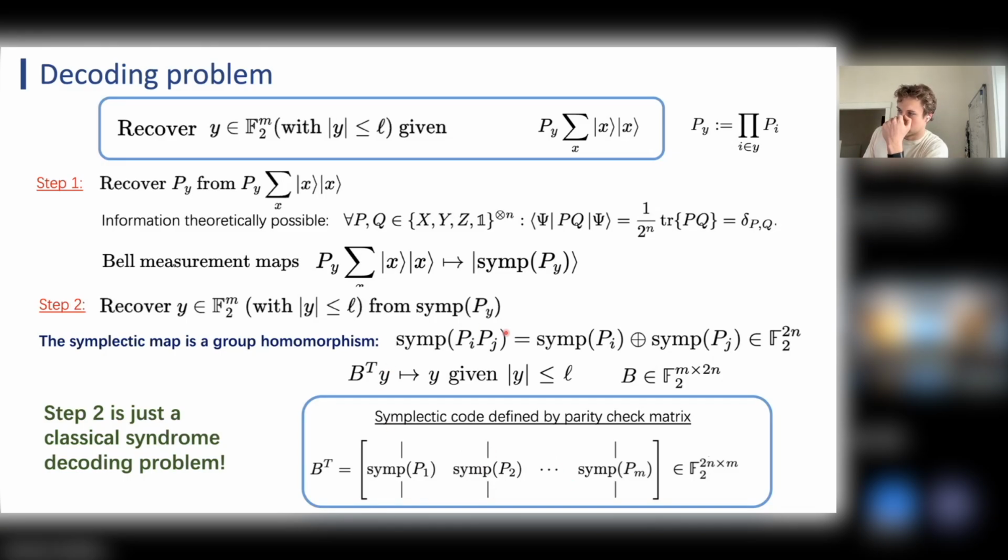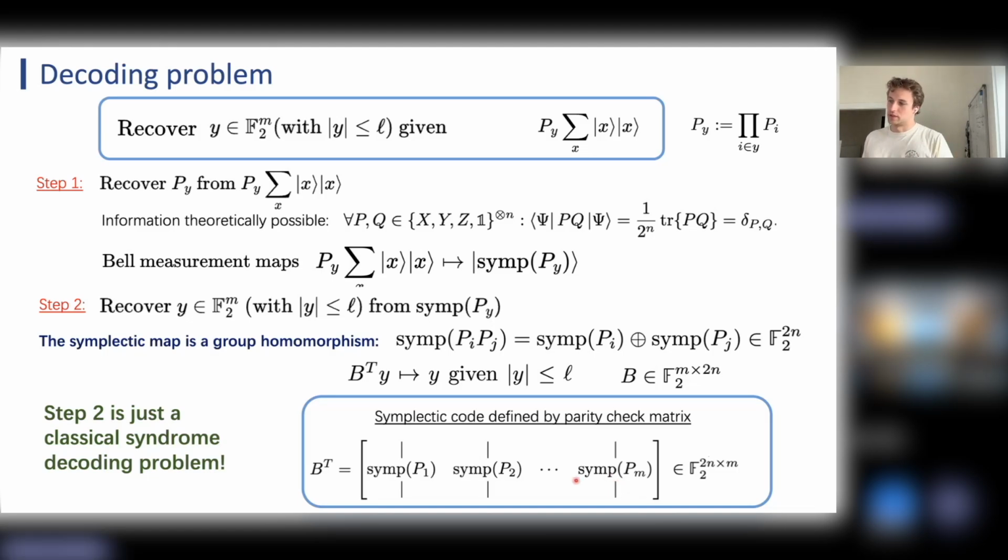And y is some bit string with Hamming weight L, and if you apply y to this matrix, you just get the sum of the symplectic representations, which is the symplectic representation of the product. So this is how the code enters. In step 2, you have to solve a bounded distance decoding problem on a code whose structure is defined by the Hamiltonian, because it defines these columns, so it also defines the code.